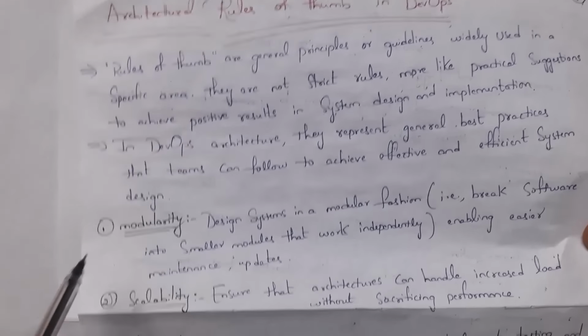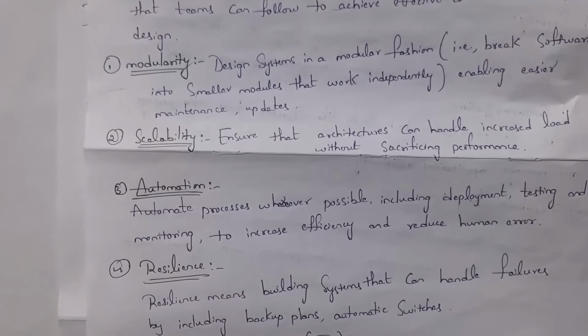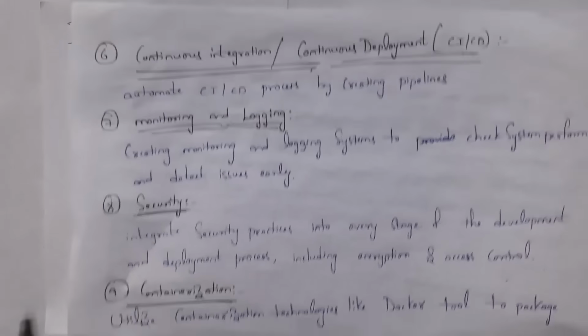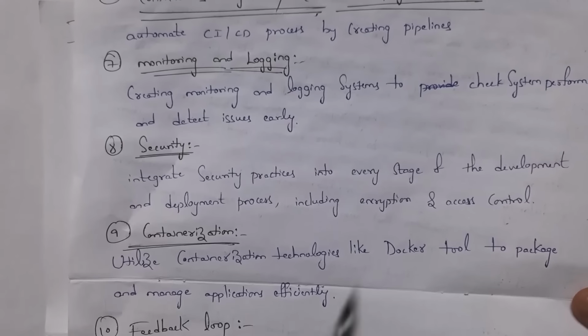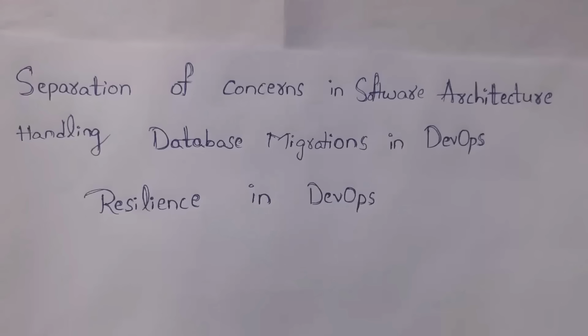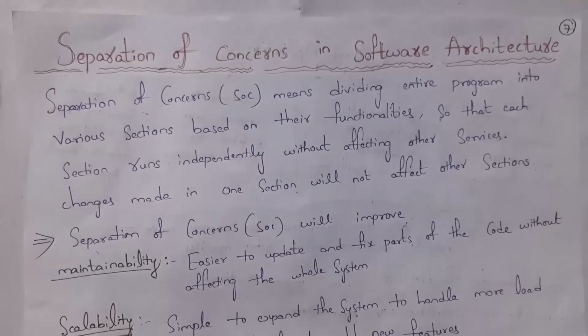These are the various DevOps principles: modularity, scalability, automation, resilience, infrastructure as a service, CI/CD, monitoring and logging, security, containerization and feedback loop. You need to explain all these principles. Guys, principles and practices are the same. Next I will explain separation of concerns in software architecture.